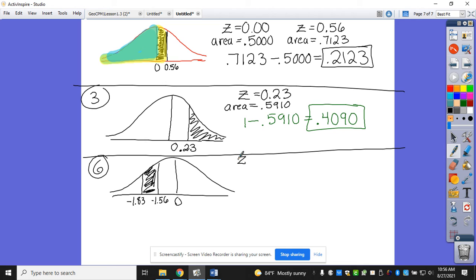So when my z is negative 1.56, what is my area? When my z is negative 1.83, what is my area? 0.0336.